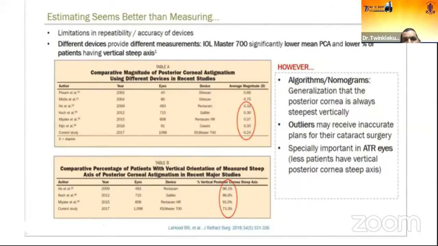According to this study, he also found there is a limitation in the measurement by the devices, with the IOLMaster 700 in comparison with other equipment. The IOLMaster 700 gives a definitely lower percentage of vertical steep axis meridian. And they also found out that the nomograms work very well for normal corneas, with-the-rule corneas, where the posterior cornea is always considered steep vertically. But there are outliers, and the outliers do not work very well with the nomograms. So they work very well for normal eyes; for the outliers, we go for consideration of the posterior corneal measurements.